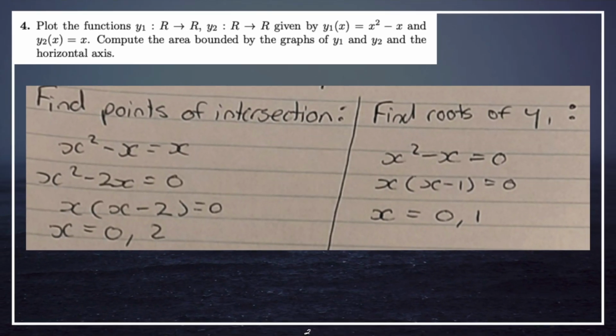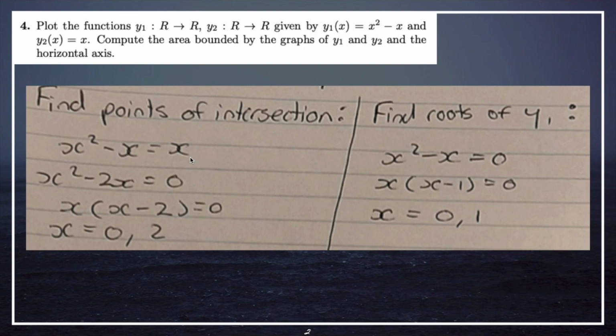So the question we're given here is to plot the functions y1 and y2 and then find the area bounded between these graphs and the horizontal axis. To get a better idea of what these graphs are going to look like, it's useful to find the points of intersection and find the roots of this quadratic function y1.